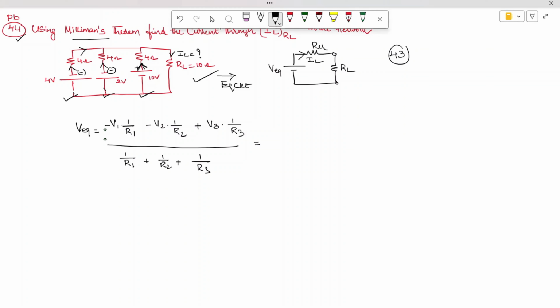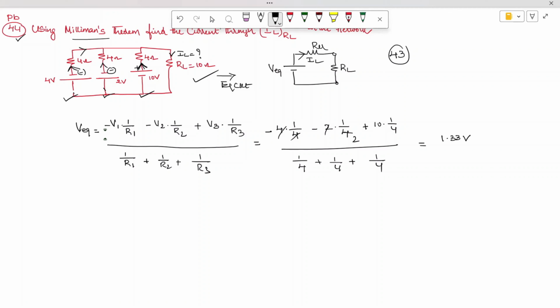Now just substitute the values. Current is leaving in this direction, so what is the leaving polarity? Minus 4 into 1 by R1, and the value of R1 is 4. Minus 2 into 1 by 4. Next one, plus 10 into 1 by 4, divided by 1 by 4 plus 1 by 4 plus 1 by 4. Use your calculator to solve it, and you will get the V equivalent voltage as 1.33 volts.